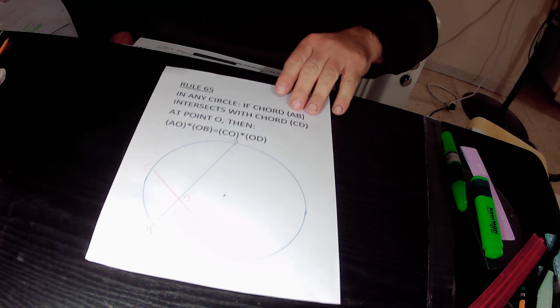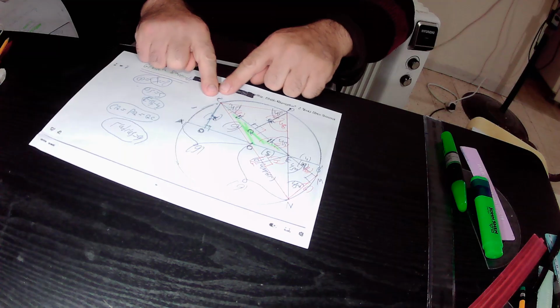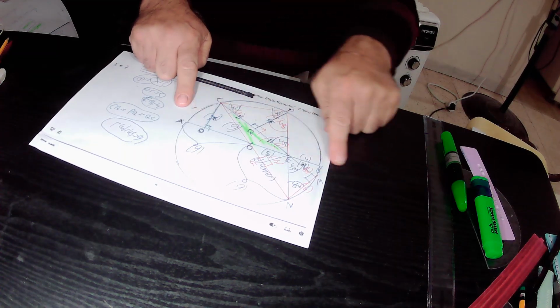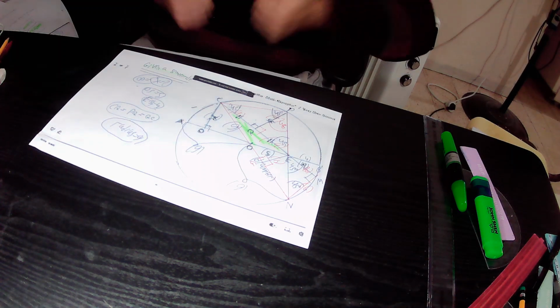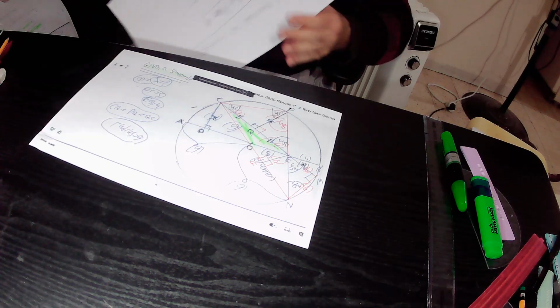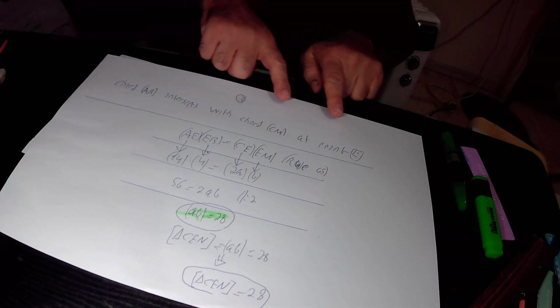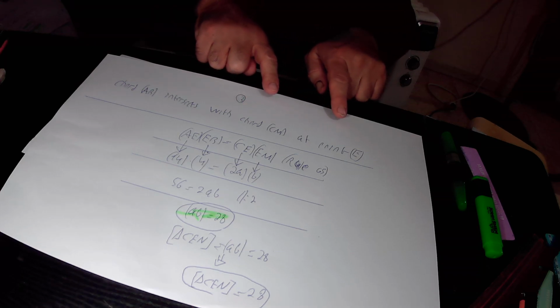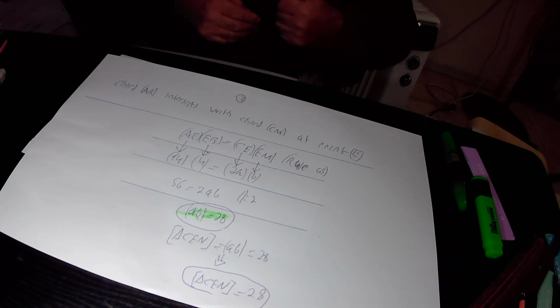So we can implement rule 65 in our drawing. Why? Because in our drawing, this is chord AB. It intersects with chord CM at point E. Point E is the intersection point of chord AB with chord CM. So all the requirements of rule 65 are satisfied, and therefore we can implement rule 65 here.